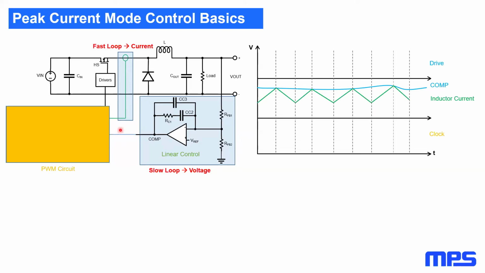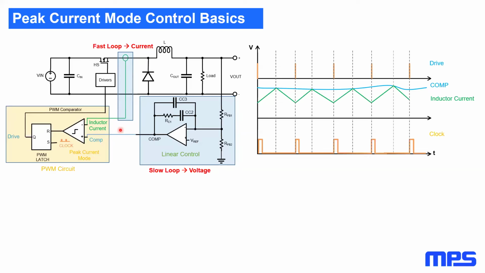So inside the PWM generator, we have a comparator and we have a clock signal. The clock signal indicates when the drivers should close this high side switch. In this case, I've kept it simple. So we just have control over this high side switch. So the clock is going to indicate when the drive signal goes high.